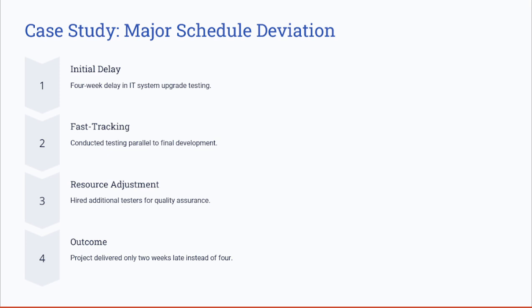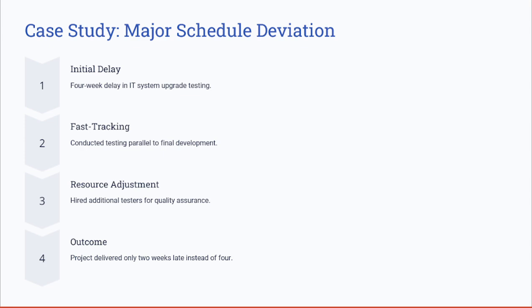Here we have a case study on managing a major schedule deviation. Let's take a scenario where a large IT system upgrade was planned to complete in 6 months. Due to unforeseen compatibility issues, the testing was delayed by 4 weeks. So now you are delayed by 4 weeks on a large IT system upgrade. 4 weeks means 1 month out of the 6 months.